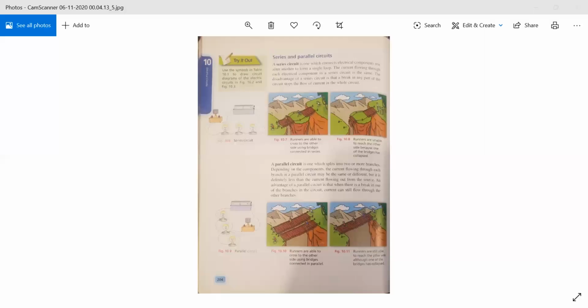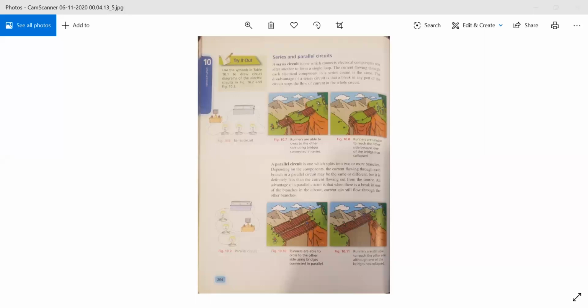So coming to page number 204, series and parallel circuit. First of all, you should know what a series circuit is and what the difference is between a series and a parallel circuit, how they are different.